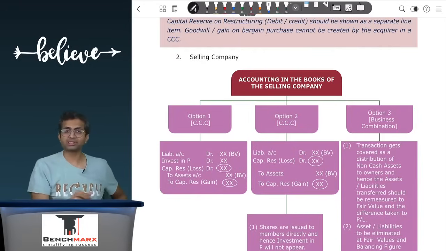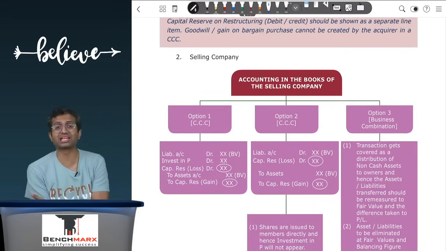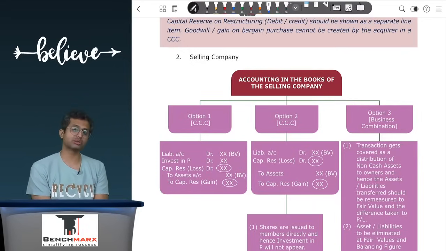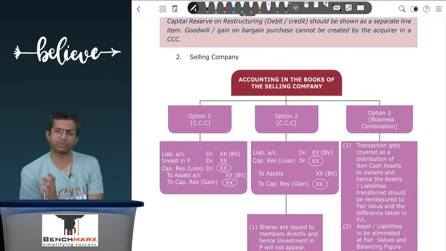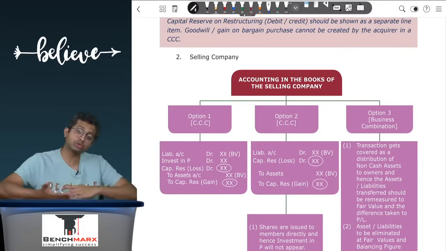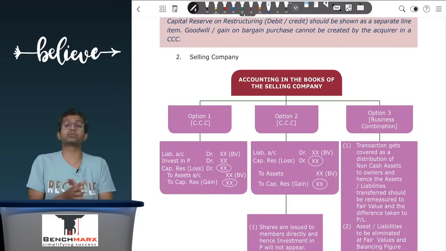In case there is a balancing figure, this will also be shown as a gain or loss on demerger. This gain or loss on demerger or restructuring can be taken in the capital reserve, in my opinion. As per here, Ind AS 103 does not apply. Ind AS 103 applies in the books of the acquirer, a person who is acquiring control over a business.